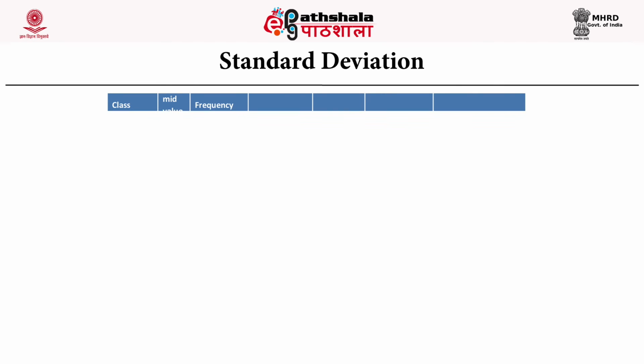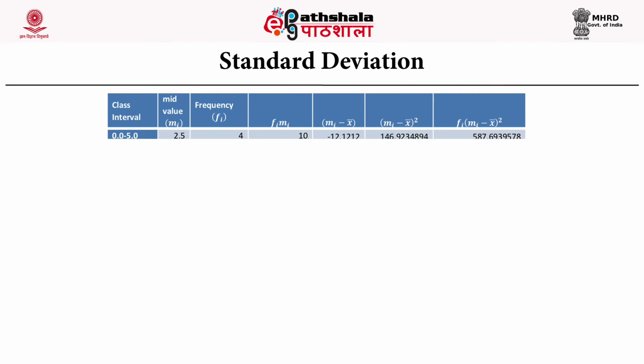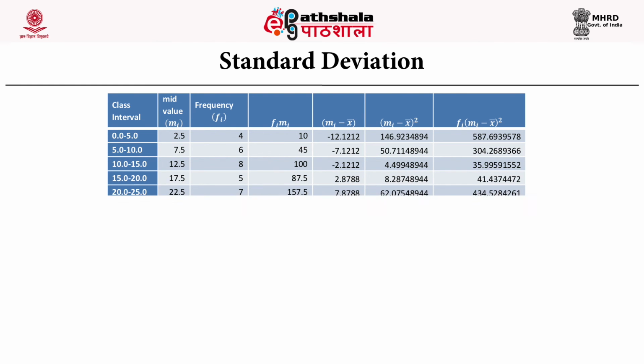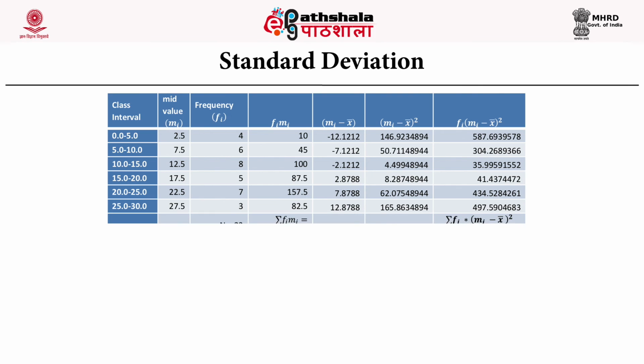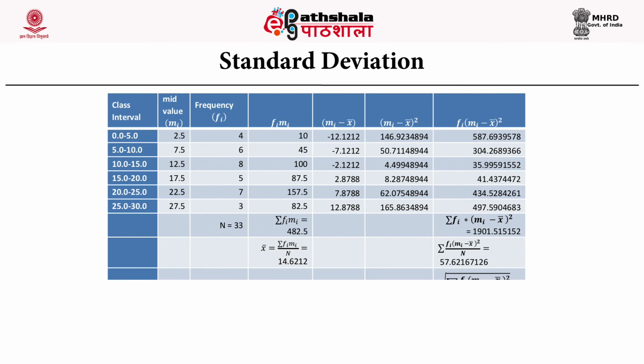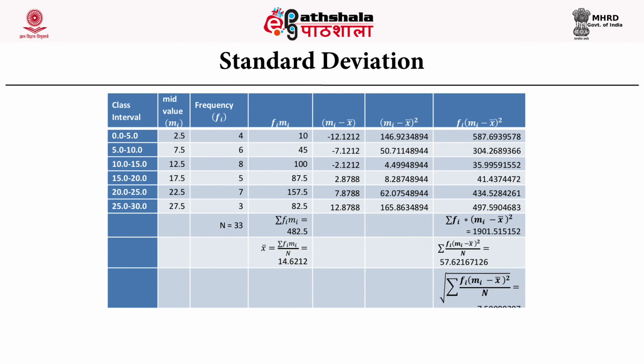So what we have to do is the same calculation that we did in the previous question, but the difference here is that we have midpoints in place of observations. After doing the same calculation, we get 7.59 as the standard deviation for this particular data set, that is grouped frequency data.